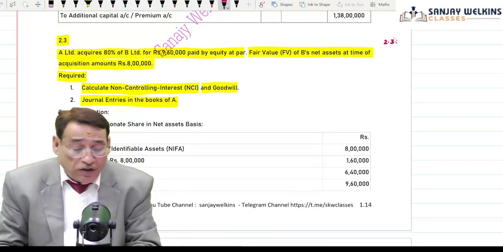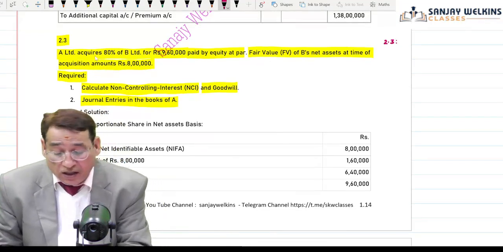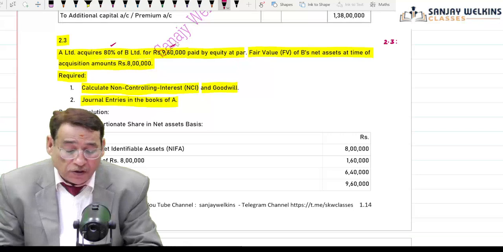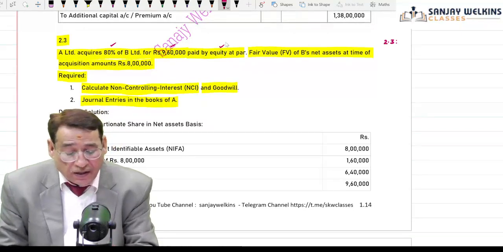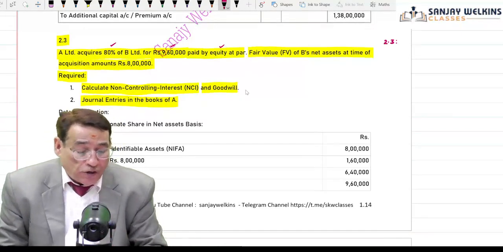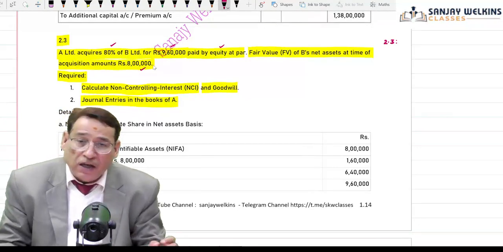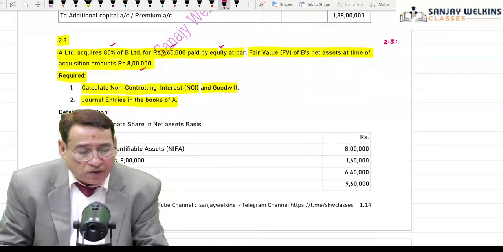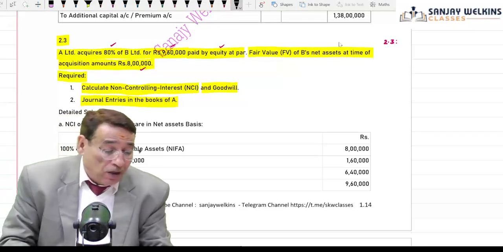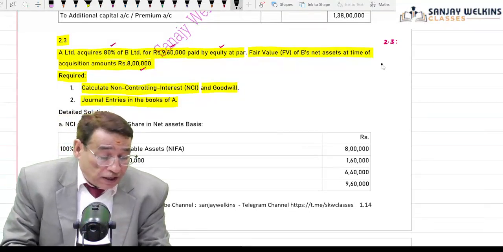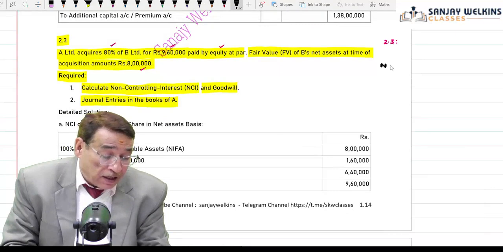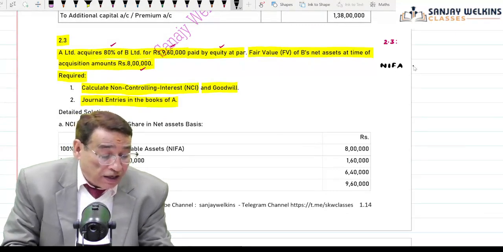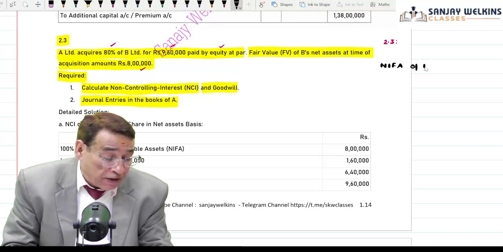Now in 2.3 we have already seen that company A is acquiring 80% control, PC is actually 960 and it will be discharged by way of equity share and fair value is 8 lakh. Everything is given in a very straight manner. So as usual, first of all, I write here NIFA. NIFA means net identifiable assets of B Limited, that is acquiring company.